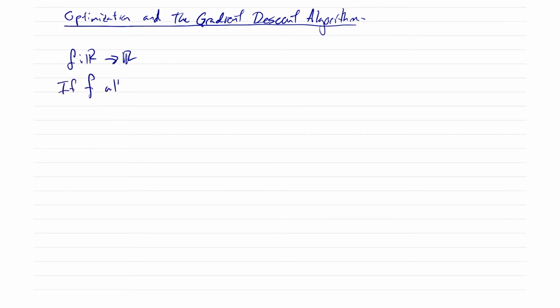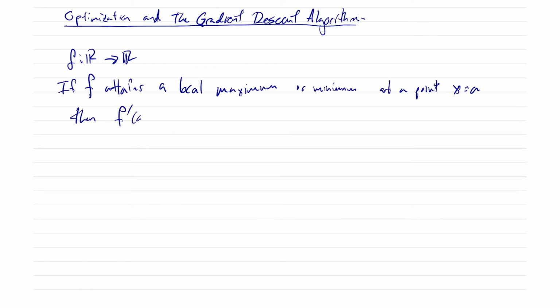if f attains a local maximum or minimum at a point, say x equals a, then f prime at a should be equal to 0.